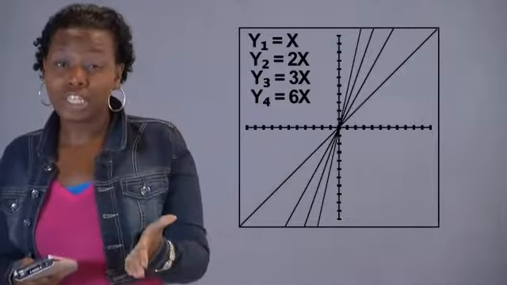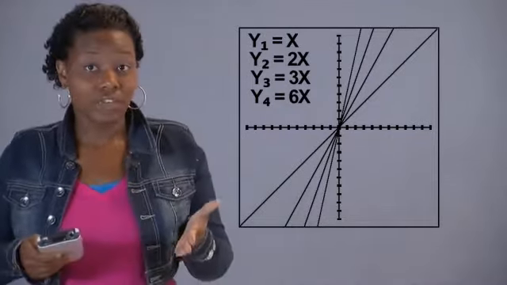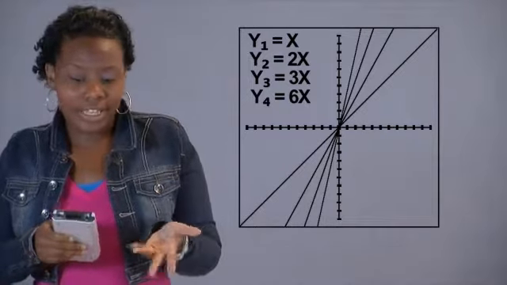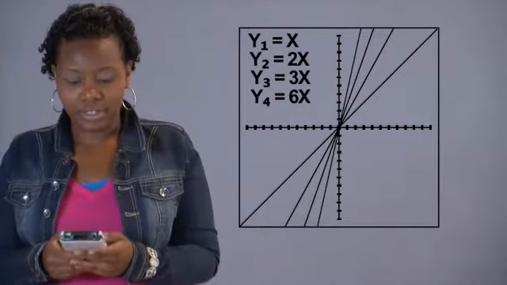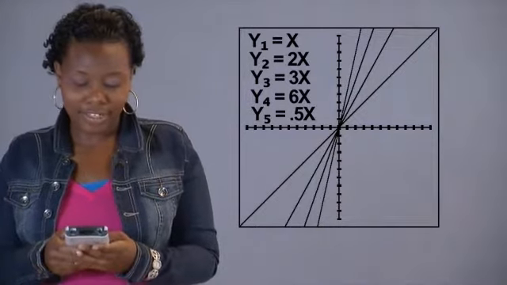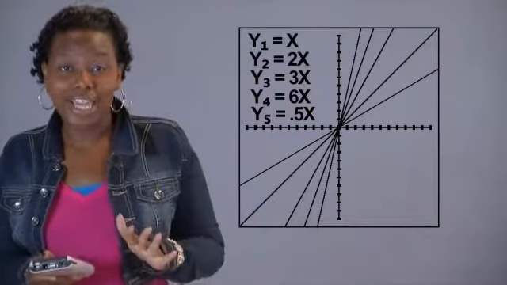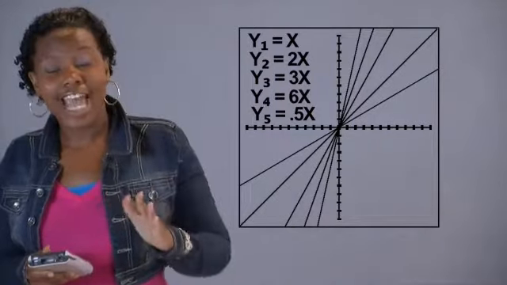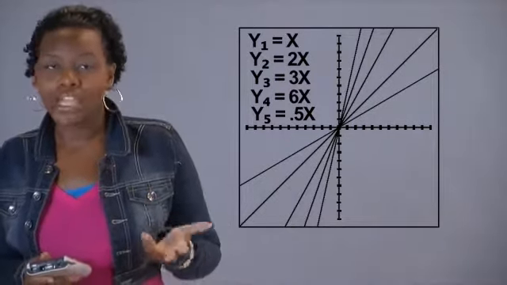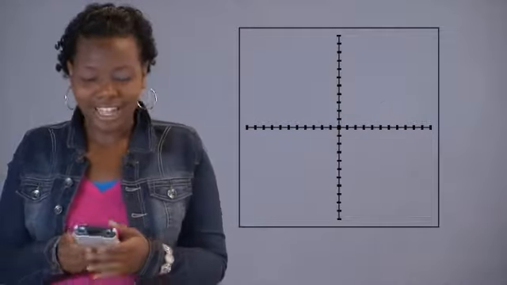So when I change my number in front of the x for my linear function, I get more or less of a slope. What if I were to make it less than 1? Let's make it y is equal to 0.5x. Notice that the line is actually below the line y equals x, okay? Sounds pretty simple? Check out the quadratic.